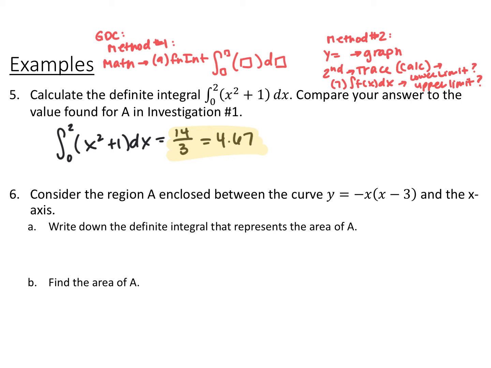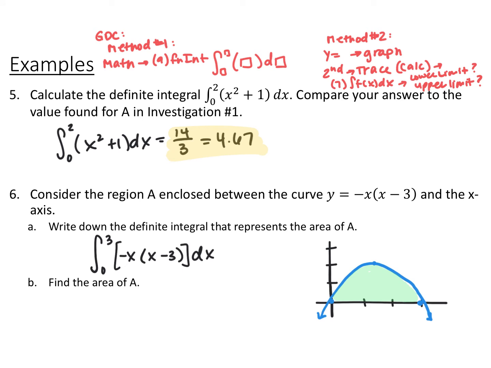So the next one says consider the region A enclosed by the curve y equals -x times (x minus 3) and the x-axis. Write down the definite integral that represents that area. So you might need to sketch a graph to see what that looks like, and then find the area of A. The first thing I did was I sketched a graph of this using my graphing calculator.